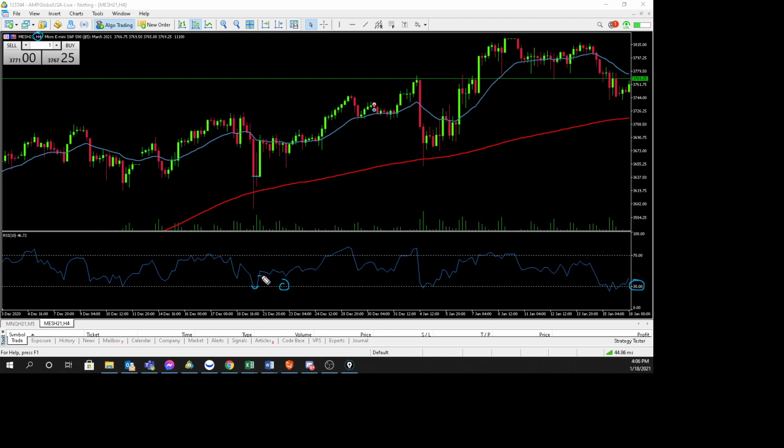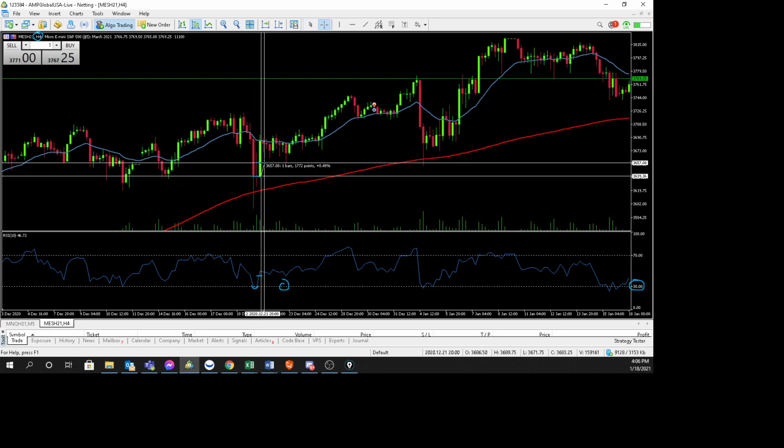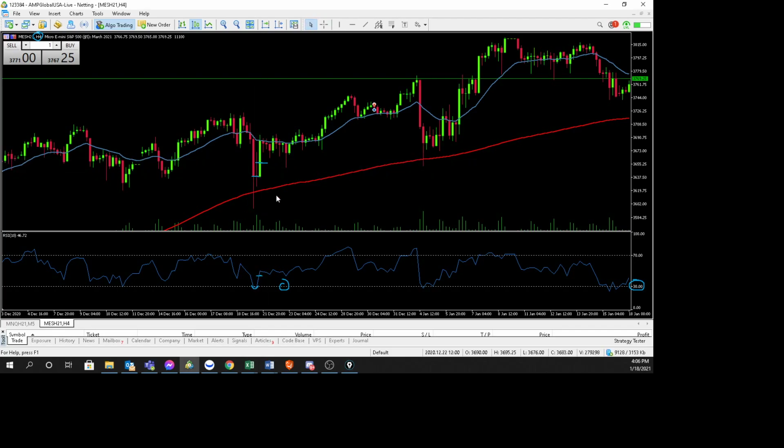Now, our exit is when the RSI comes above 40. So it'd be about here on the RSI, which would be on the very next candle, somewhere up in this area. So you're looking at probably about 17 to 20 points on that upward move, and you would just take your profit.